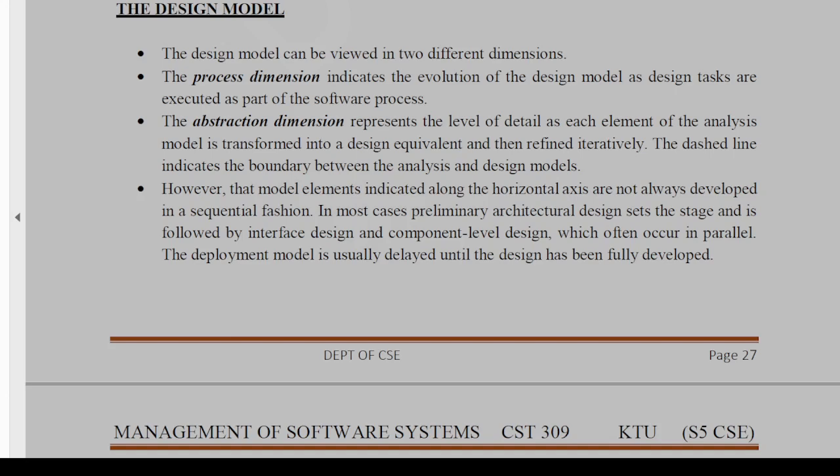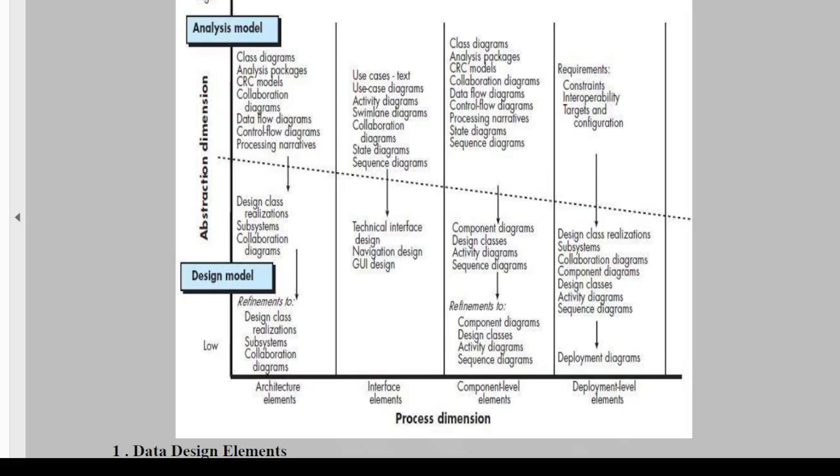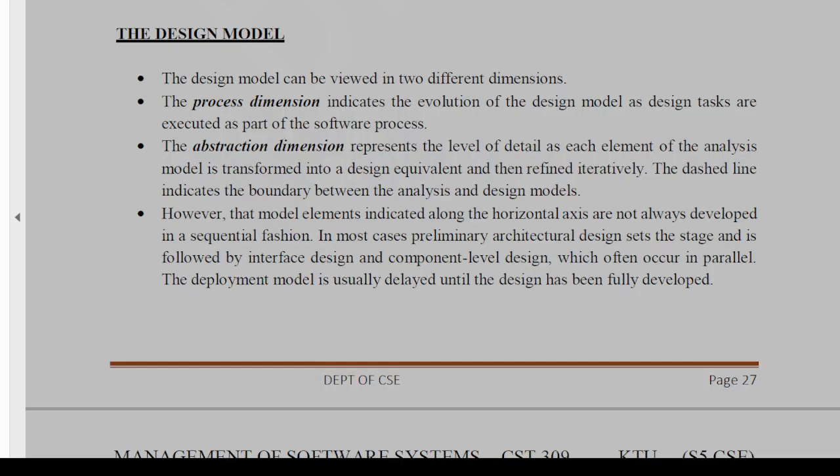The process dimension indicates the evolution of the design model, and abstraction dimension represents the level of detail as each element of the analysis model. And the design model has major elements: data design elements, architecture design elements, interface design elements, component level design elements, and deployment level design elements.